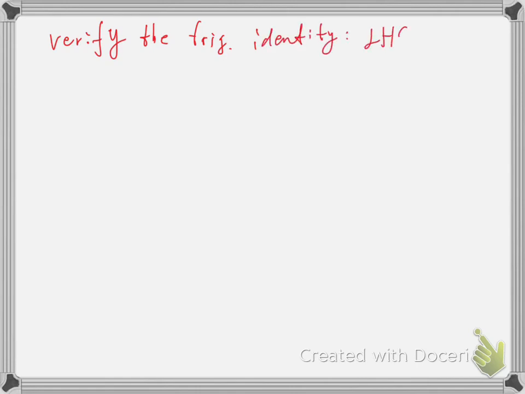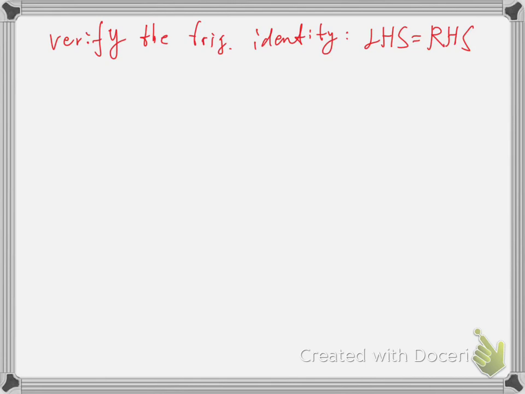Now let's talk about the identity. We will only verify identity, which means the left hand side is equal to the right hand side. You have to simplify both sides to show me they are exactly the same. In our review list, there are 4 questions.